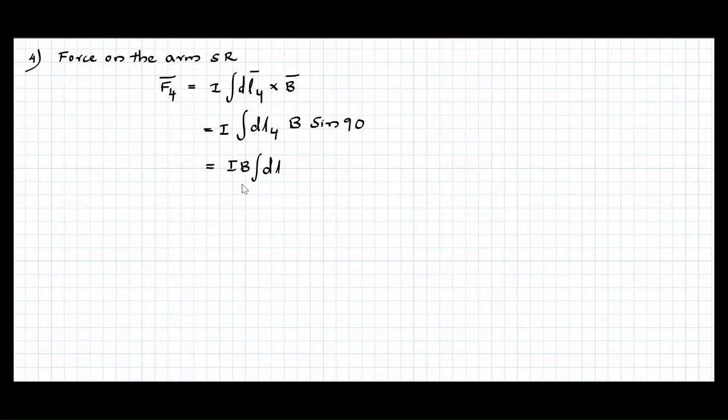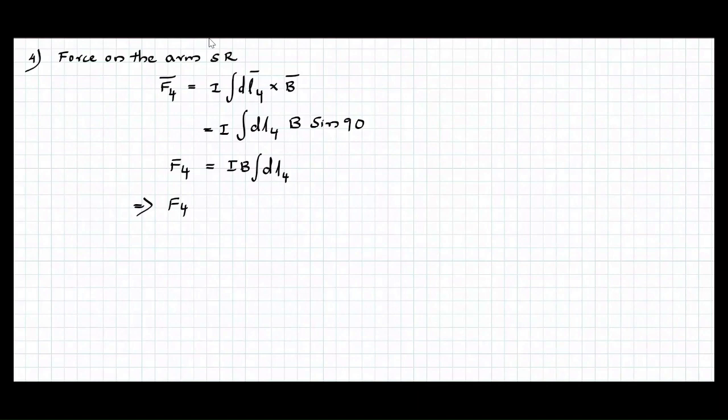In the same way, we can calculate the force on the arm SR. Let it be F4. Now, F4 is equal to I into integral dl4 cross B, where dl4 is the small element of length along SR. The magnitude of the force F4 is equal to I integral dl4 B sine 90, because the angle between dl4 and B is 90 degrees. The length of the coil is perpendicular to the field.